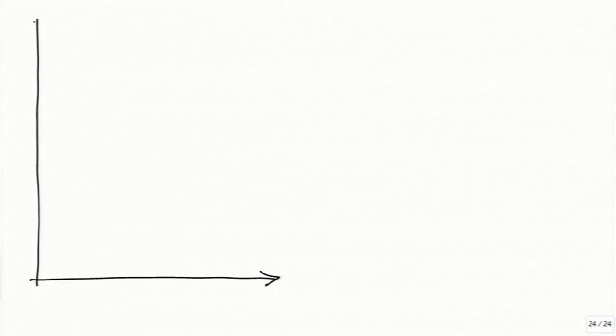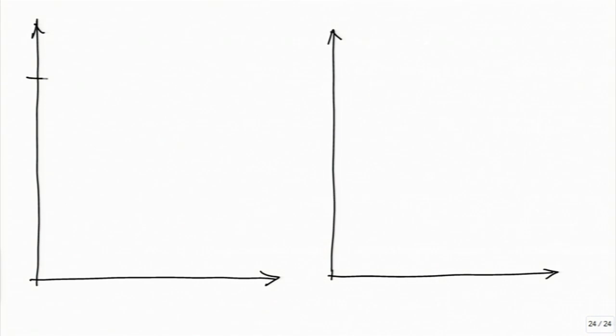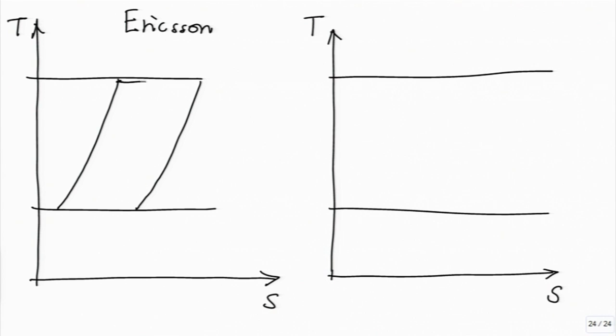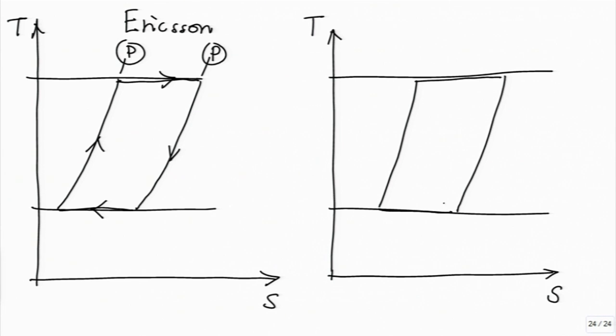If you show them on the TS diagram, they will look like this. Carnot cycle would be a rectangle, the Ericsson cycle, because the isentropes have been replaced by constant pressure lines. So, this is a constant pressure line, this is another constant pressure line, and for Stirling cycle we will have two constant volume lines. This is a constant volume line, this also is a constant volume line.